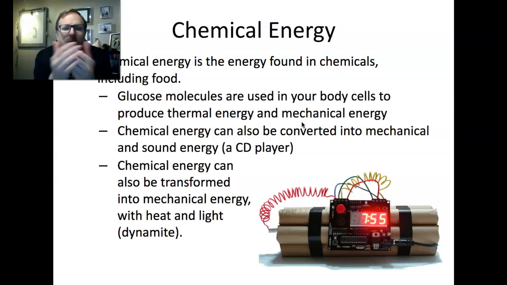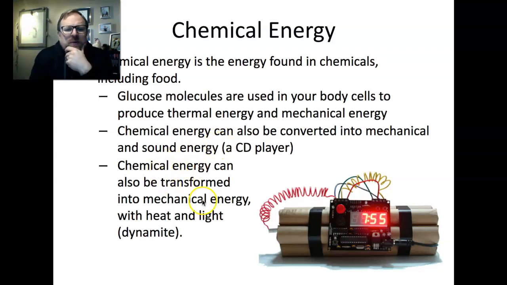Okay, the chemical energy can also be converted into mechanical energy or sound energy. For example, a battery is a chemical reaction, so it contains chemical energy. And when we plug a battery into a CD player or into a flashlight, what we're doing is we're taking chemical energy and we're converting it into light energy. If we put it into a CD player, it's converted into sound energy. Okay, so we're seeing energy transformation taking place here.